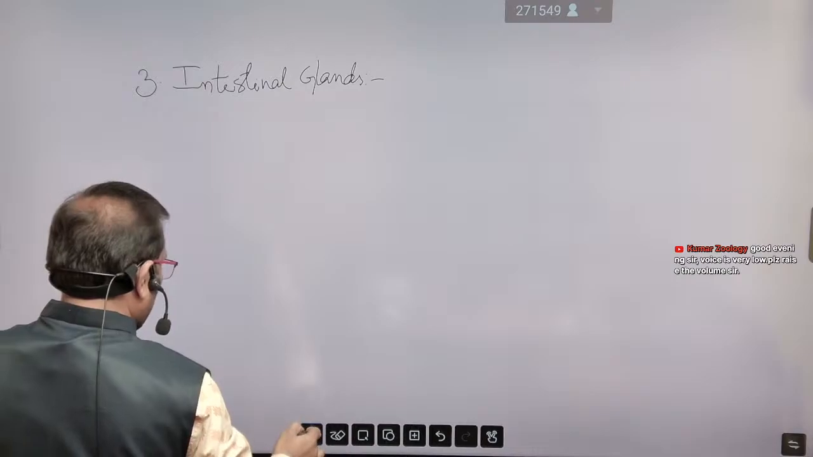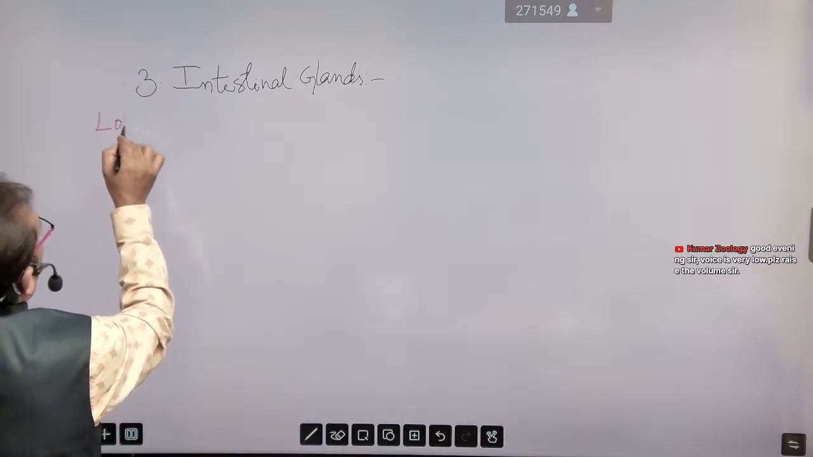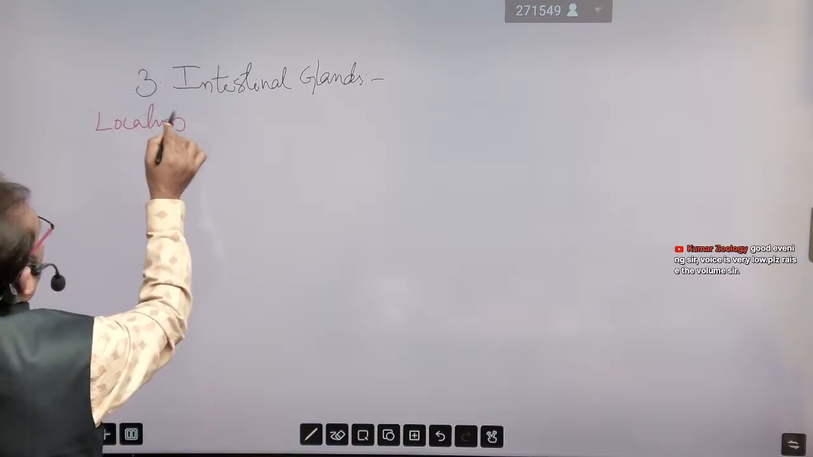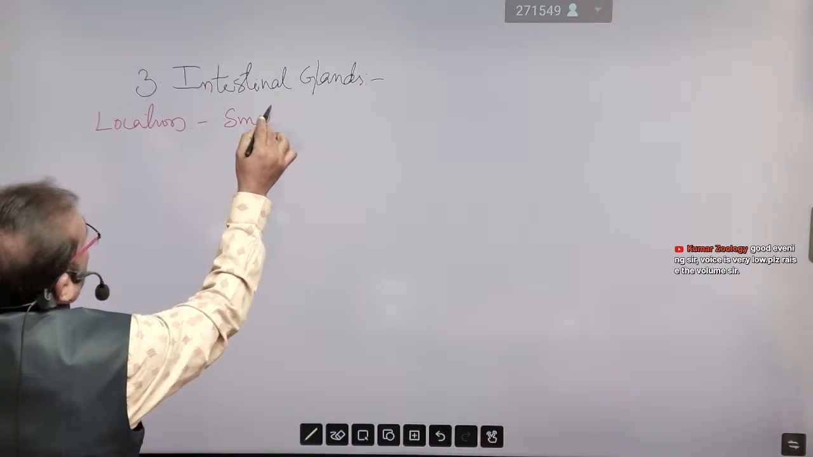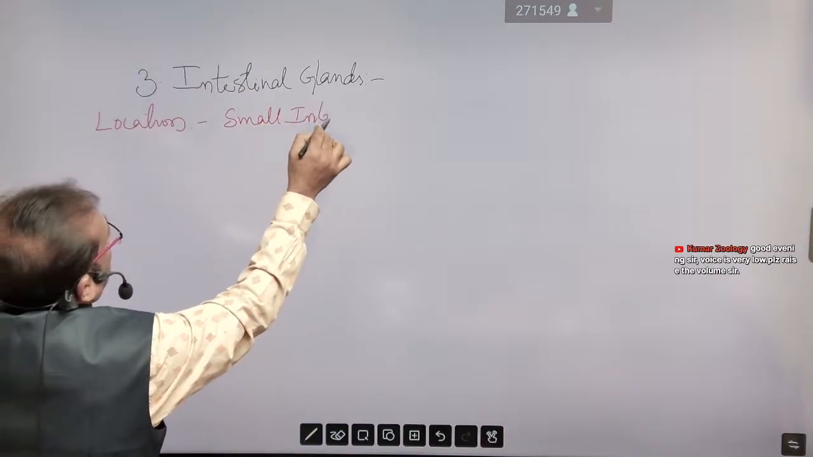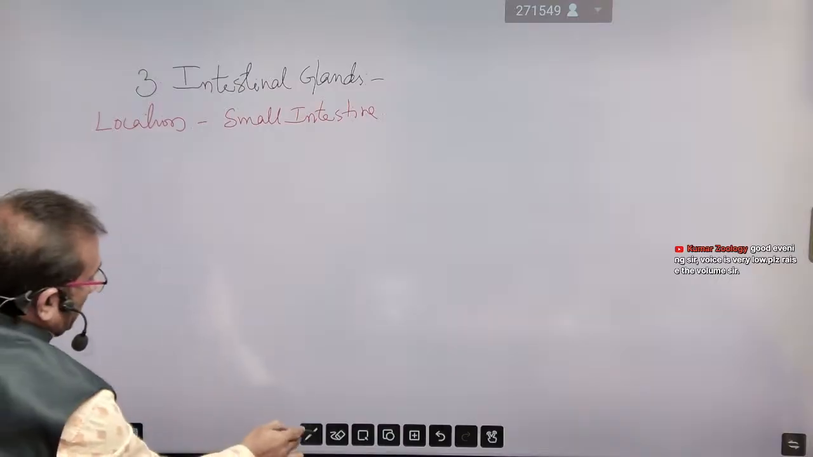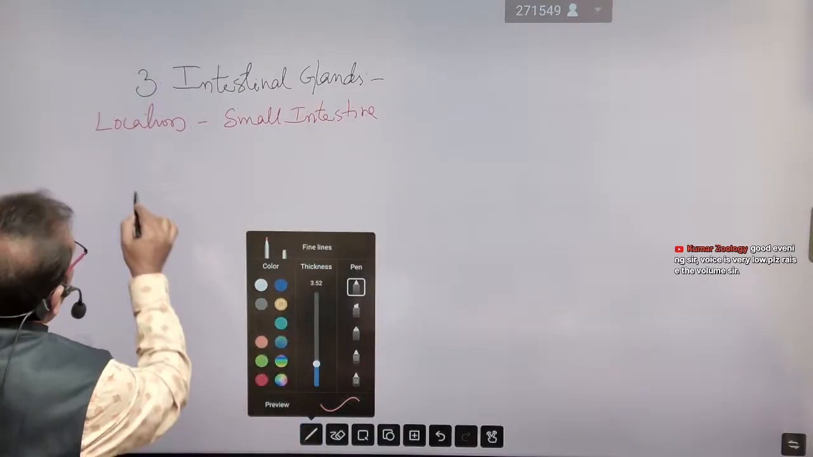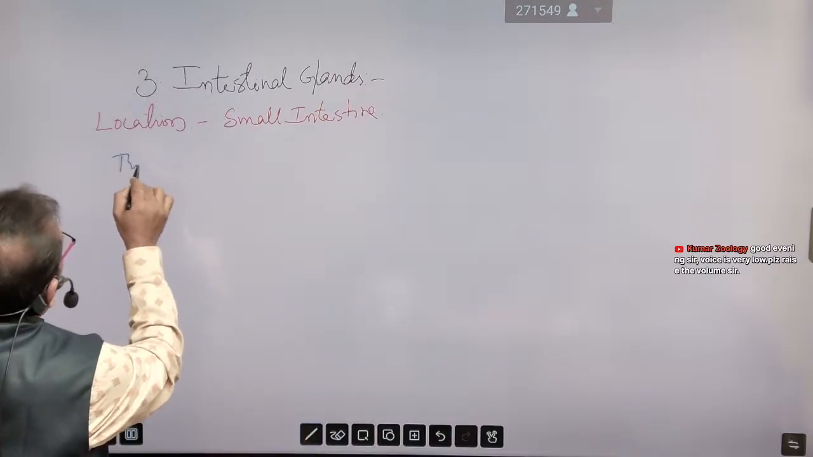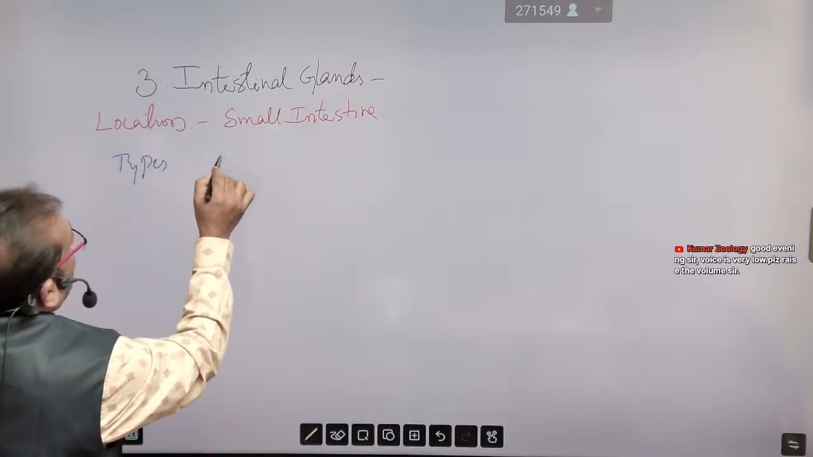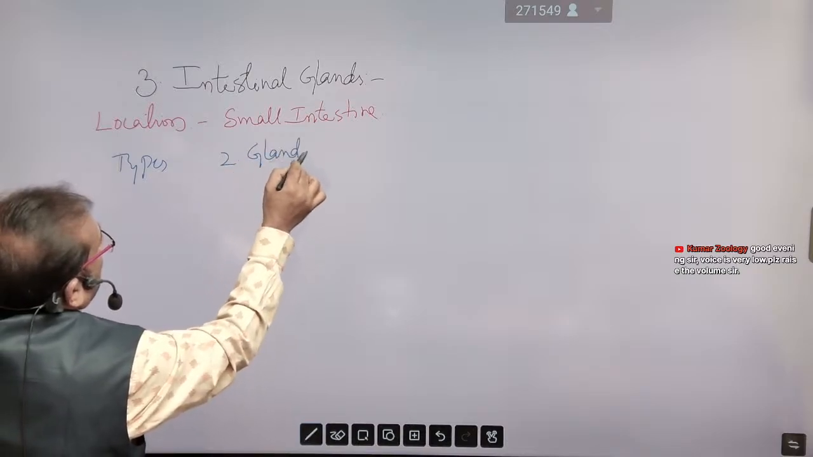The location of the intestinal glands is the small intestine. They are located in the small intestine, and there are two types of glands present.